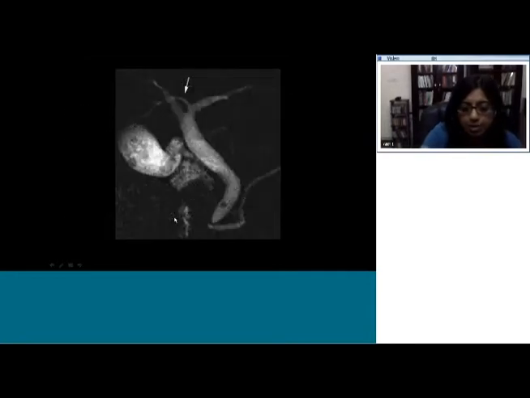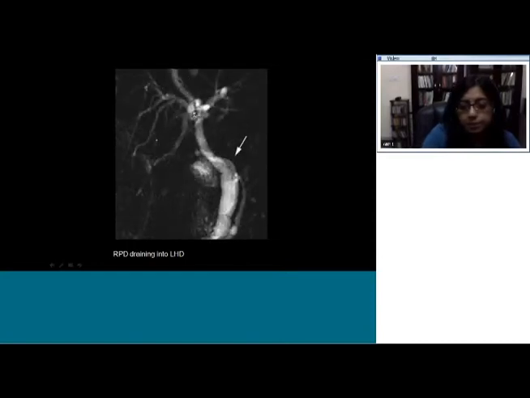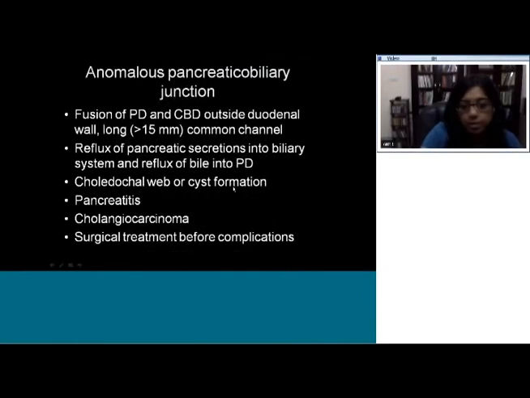Now, this is an example of the posterior branch of the right hepatic duct draining into the left hepatic duct here. This is a cystic duct showing a medial and low insertion into the common hepatic duct. Touching on anomalous pancreatico-biliary junction.